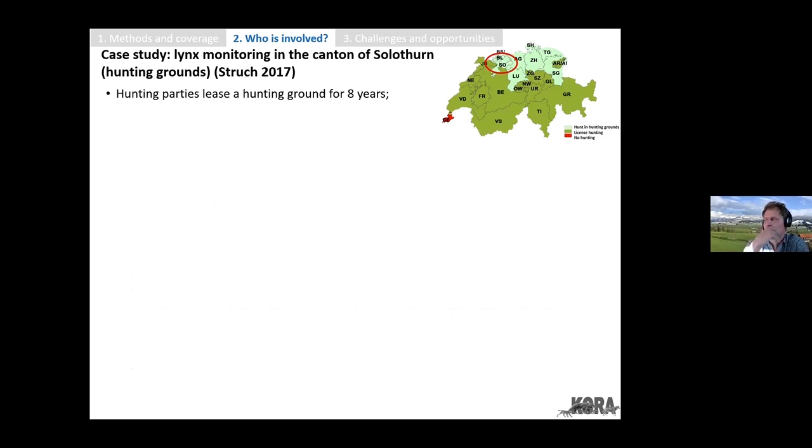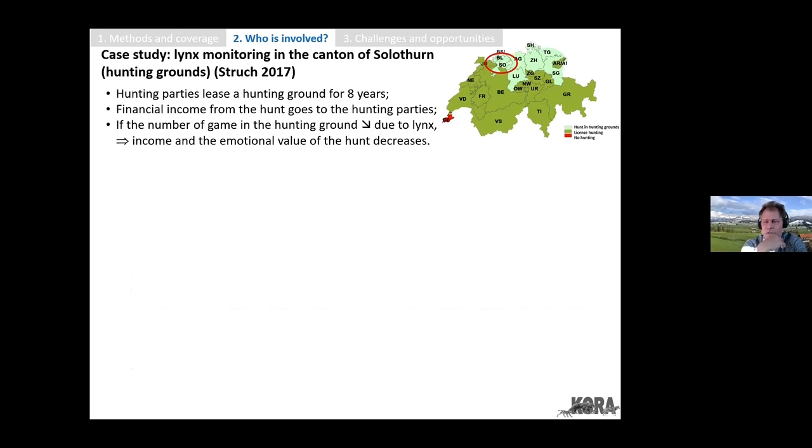Maybe just to give you some background information. The hunting parties lease the hunting ground for 8 years. They need to pay a rent, and then the financial income from the hunt goes to the hunting parties. And there was a controversy going on. It started around 2001 to 2003: the lynx number increased, and the acceptance of the lynx decreased because the number of game in some hunting grounds decreased due to lynx. And of course, then the income and the emotional value of the hunt decrease.